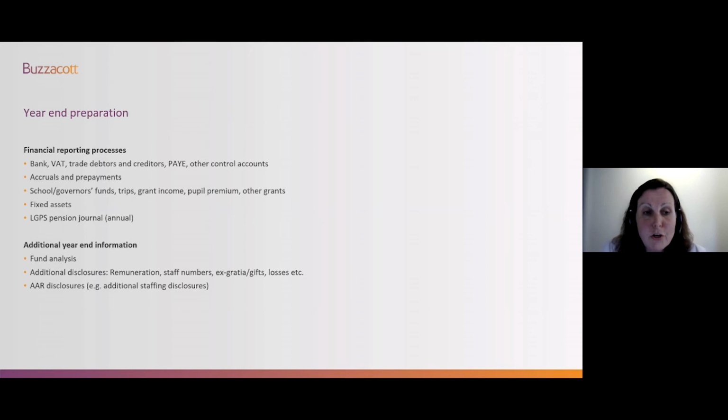And then there are numerous, as you'll be aware, further disclosures required within the statutory accounts, required predominantly by the ESFA, but also because you're a charity as well, so follow the charity statements of recommended practice. So really crucial that you understand what all of those additional disclosures are, and that you can prepare information relating to all of them for inclusion within the accounts.